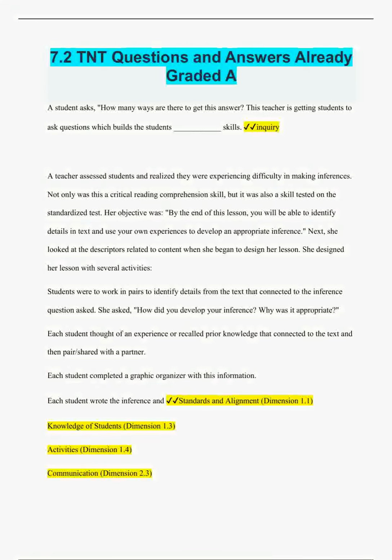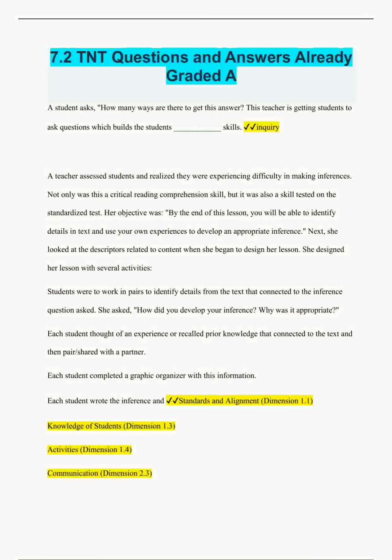Why was it appropriate? Each student thought of an experience or recalled prior knowledge that connected to the text and then pair shared with a partner. Each student completed a graphic organizer with this information. Each student wrote the inference and checkmark standards and alignment, dimension 1.1.